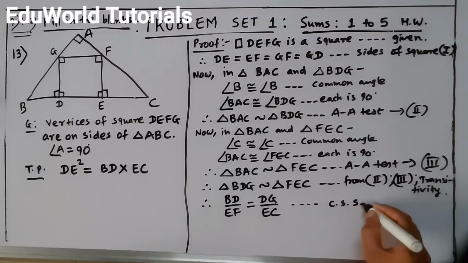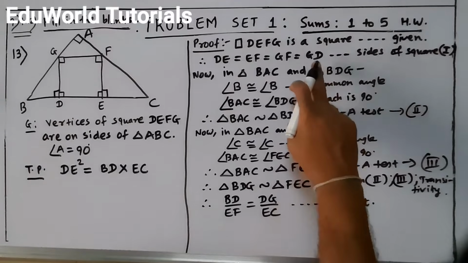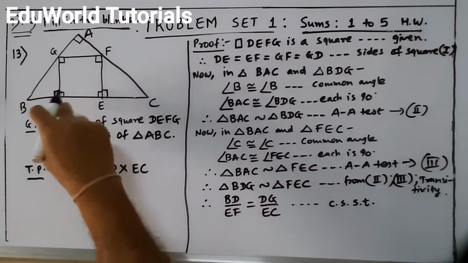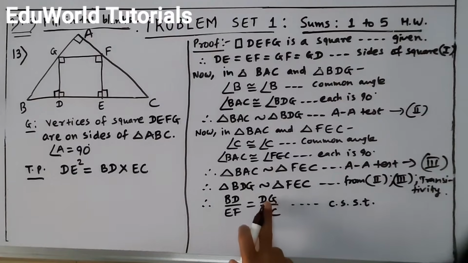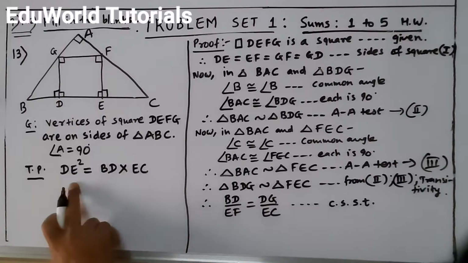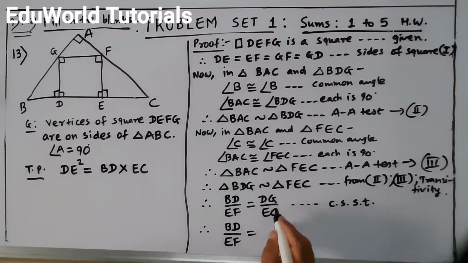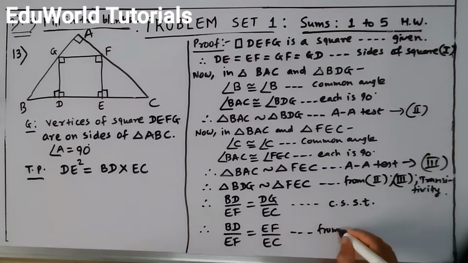Corresponding sides of similar triangles. Now you know that this DG is equal to EF, which is already mentioned in the first result, because they are the sides of the square. So this DG is replaced by EF, so that we get the required thing. So what I will write now is BD upon EF is equal to DG replaced by EF, EF upon EC. This we get from 1.